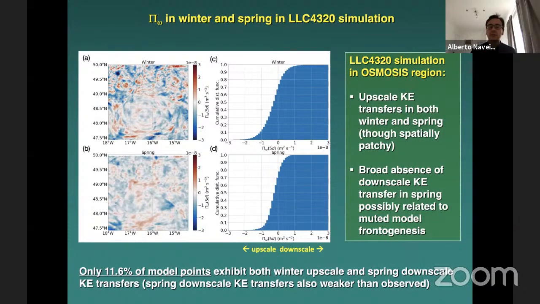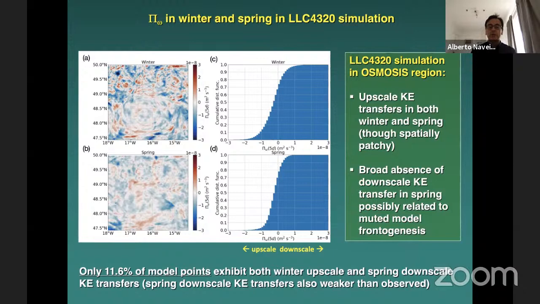And you can see that there are patches happening with both signs, but the dominance is for an inverse cascade to happen. So if you average the region, you get a clear kinetic energy cascade towards mesoscales. Now, a different perspective on this, perhaps providing a clearer view of what I'm just saying, is given by the plot at the top right, which shows a cumulative distribution function of this kinetic energy transfer in winter. And what this shows is that many of the points in the system are negative. So they tend to correspond with transfers towards mesoscale.